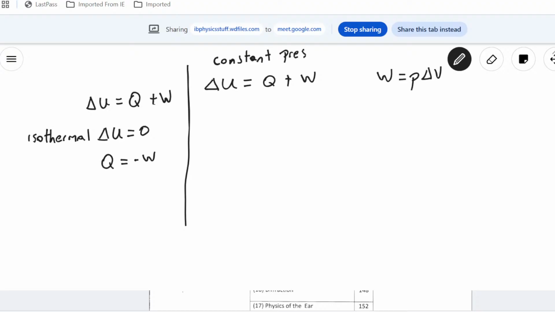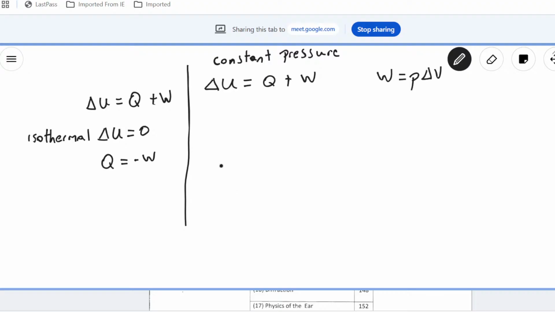For constant volume, what's the implication for constant volume then? There's no change. There's no change in what? There's no work being done. Yes, if the volume is not changing, then delta V is 0. So what's going to happen to the equation then? W equals 0, so that means delta U is just equal to Q.